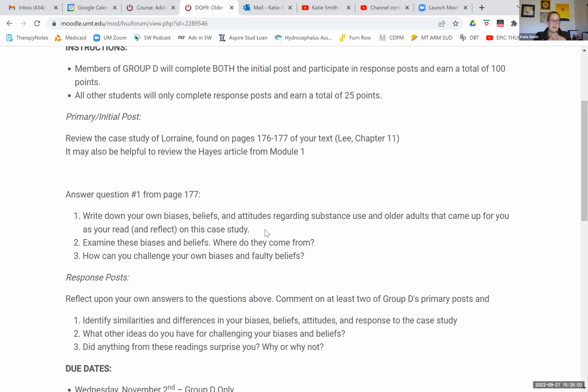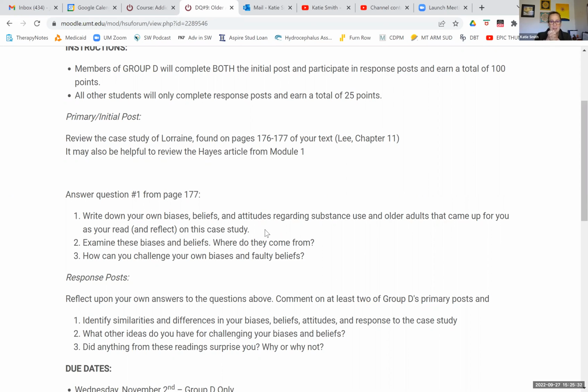So in your response posts, what you want to do is reflect on your own answers to the questions above, and then comment on at least 2 of Group D's primary posts stating, number 1, identify similarities and differences in your biases, beliefs, and attitudes and response to the case study. Number 2, what other ideas do you have for challenging your biases and beliefs? And number 3, did anything from these readings surprise you?